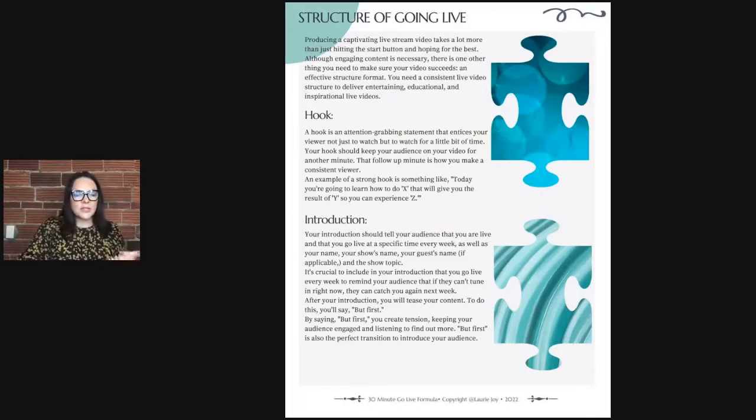So today's training is a 30-minute go live formula. We're going to be talking about structure of your lives. We're going to be talking about engagement, and I'm going to be showing you at the end a template that you can use over and over again to go live and attract the right people to your business. Then what you can do is start your preamble, introduce yourself, say hello to anybody that's coming in the comments.